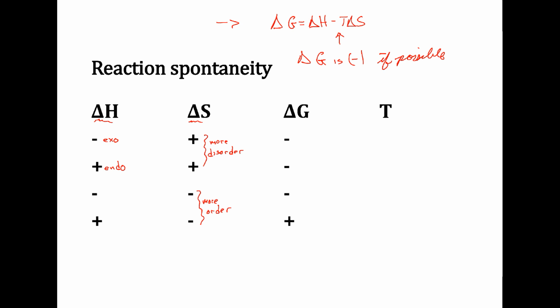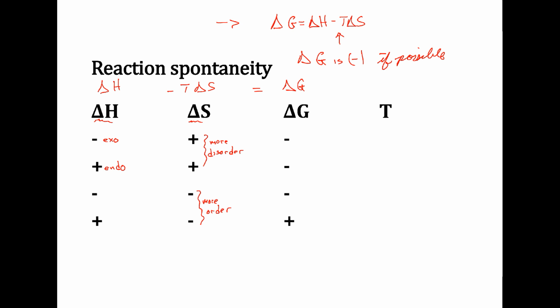We might run into a case where we can't make delta G negative regardless of the temperature. So for instance, if we rewrite our equation, we have delta H minus T delta S is equal to delta G. So to make a spontaneous process, delta G is negative.